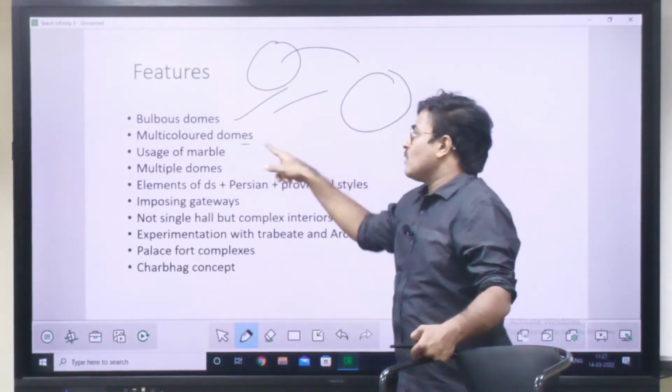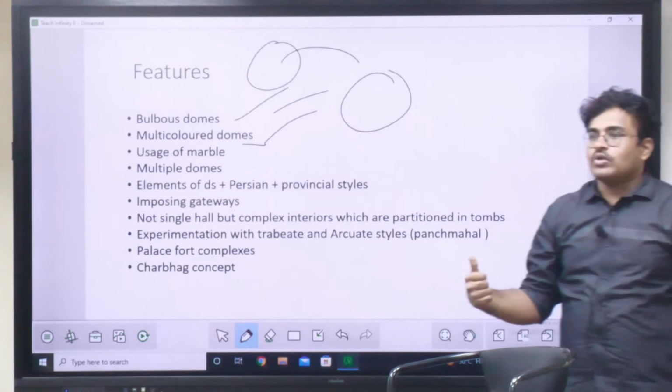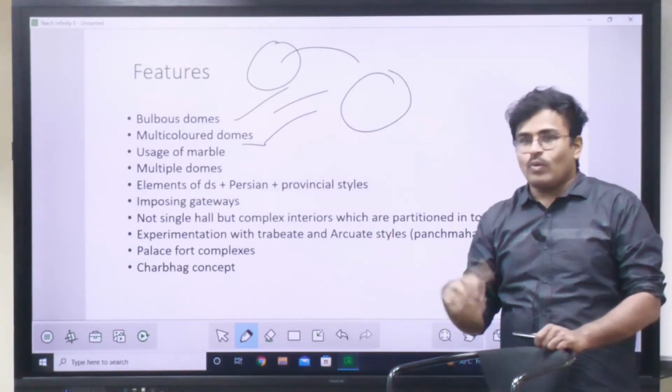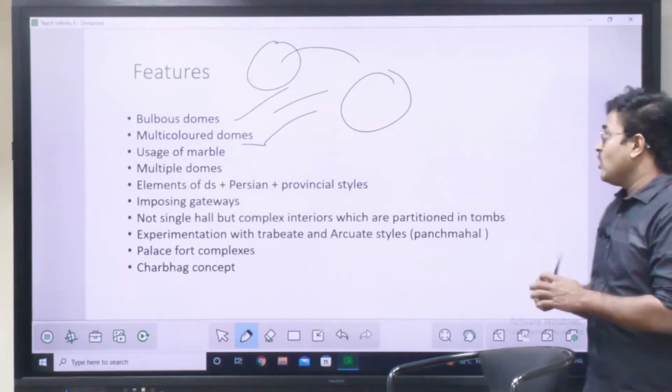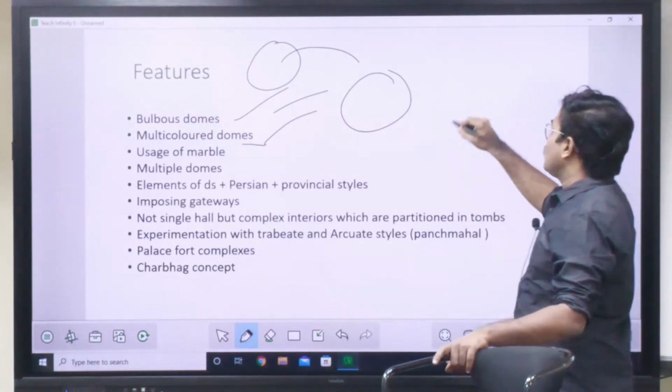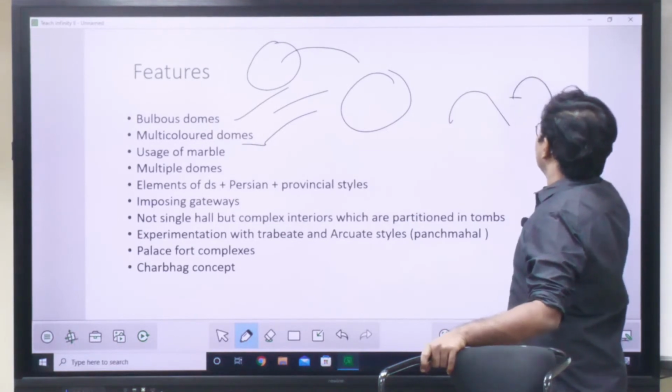Then their domes are also multicolored domes. Multicolored dome means that till here we have seen most of the domes having a single color, either white, red, or whatever the color might be. But here, what they started doing is constructing the domes with multiple colors. Let's suppose this is a dome.